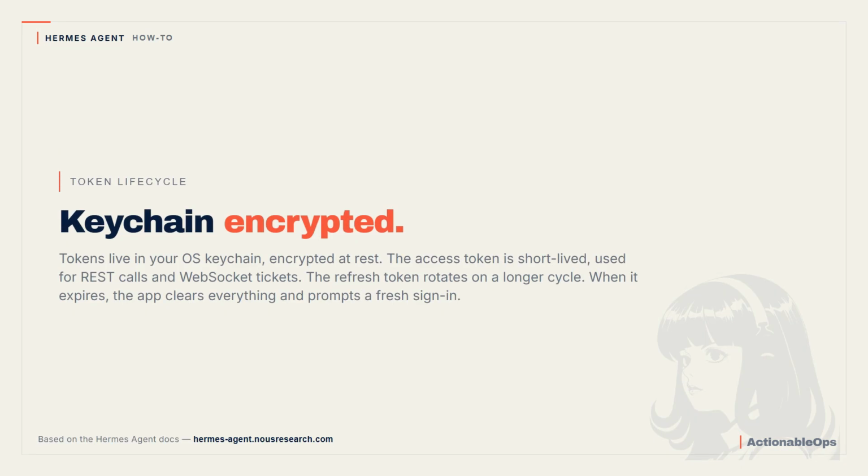Tokens live in your OS keychain, encrypted at rest. The access token is short-lived, used for REST calls and WebSocket tickets. The refresh token rotates on a longer cycle. When it expires, the app clears everything and prompts a fresh sign-in.